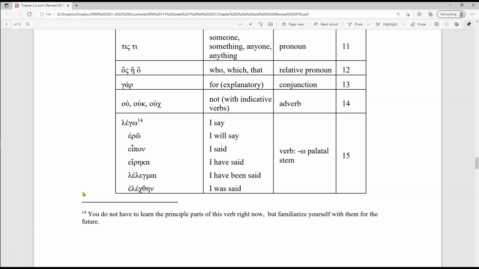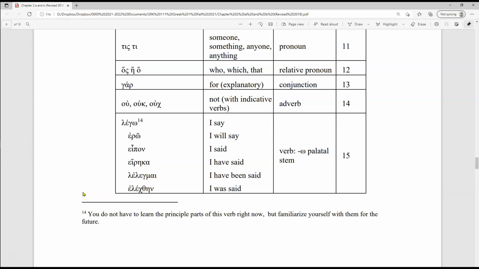Three words for not. Ou is the main one. If the next word begins with a smooth breathing, you write ouk. If it's rough breathing, you write ouch. But if you remember ou is not, that's the important one.